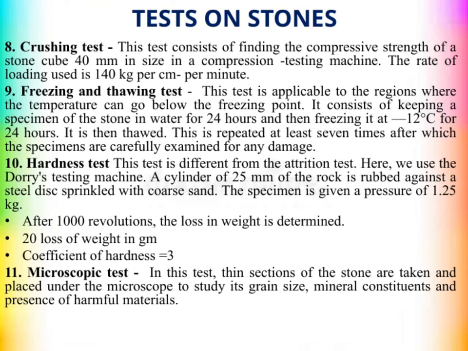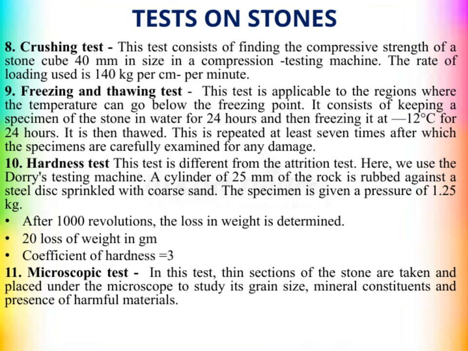Now, let's look at some of the key tests we perform on stones to evaluate their quality and durability. First, the crushing test. In this test, we determine the compressive strength of a small stone cube, typically 40 mm in size. We place it in a compression testing machine, applying load at a rate of about 140 kg per square centimeter per minute. This helps us understand how much force the stone can withstand before failure.